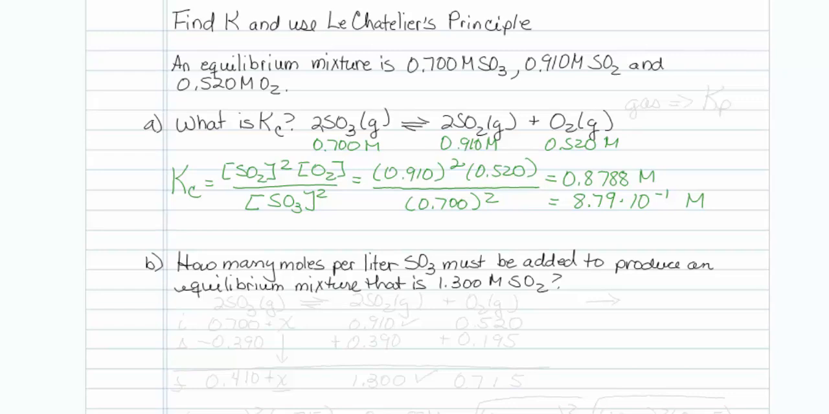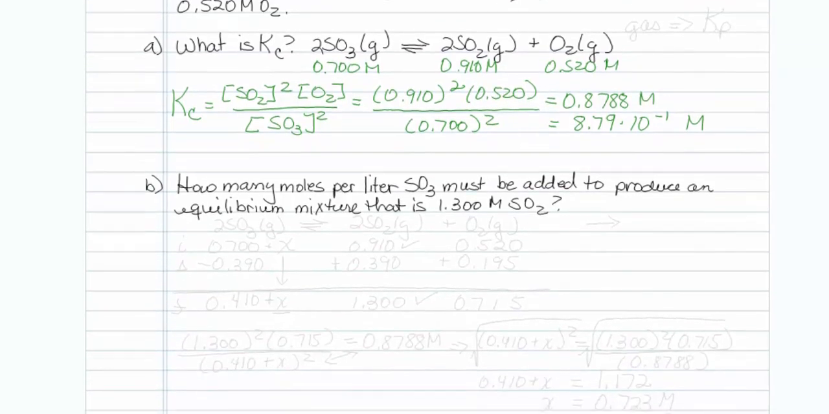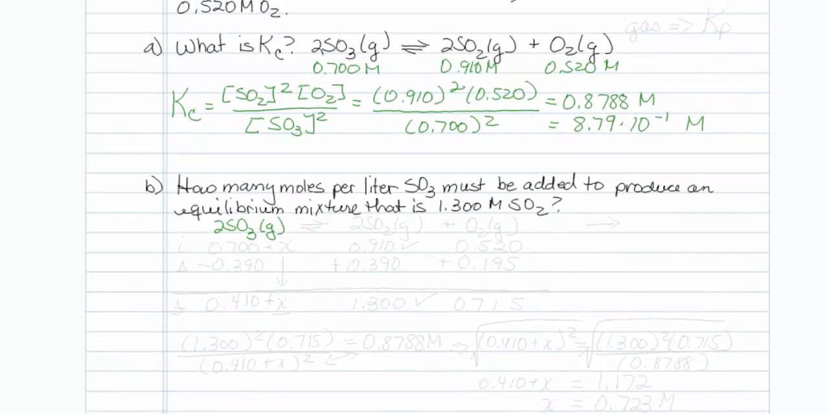The next question asks, how many moles per liter SO3 must be added to produce an equilibrium mixture that is 1.3 molar SO2? Alright, why don't I write my reaction here with my starting values. Okay, I am going to perturb the equilibrium by using Le Chatelier's principle. So I want to add some SO3, and the final outcome that I want is that my SO2 concentration will be 1.300. So I'm going to perturb the equilibrium by adding SO3.